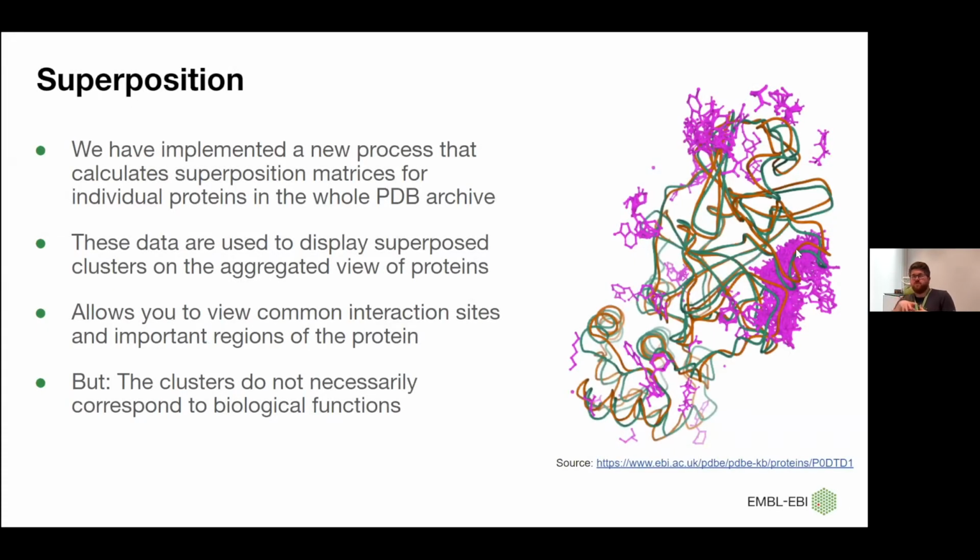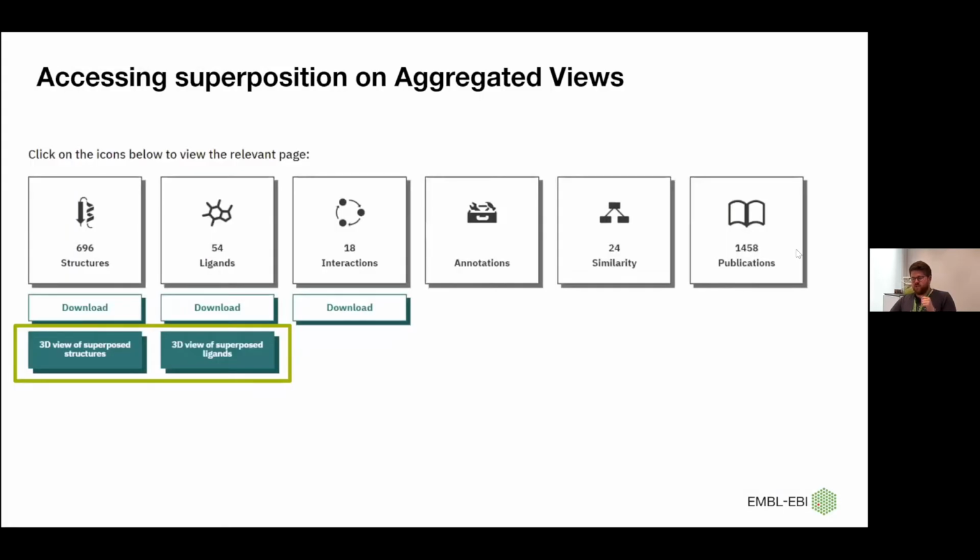So the newer process that we've implemented is a superposition process. For a given protein in a PDBe-KB page, we use programs to superimpose the coordinates of these proteins onto each other and cluster them so we can find where similar protein structures, similar protein conformations, occur. The benefit of this, as well as seeing these different conformations of proteins, is that we can also overlay where the ligand binding sites are for this particular protein. So let me just show you how you access those.